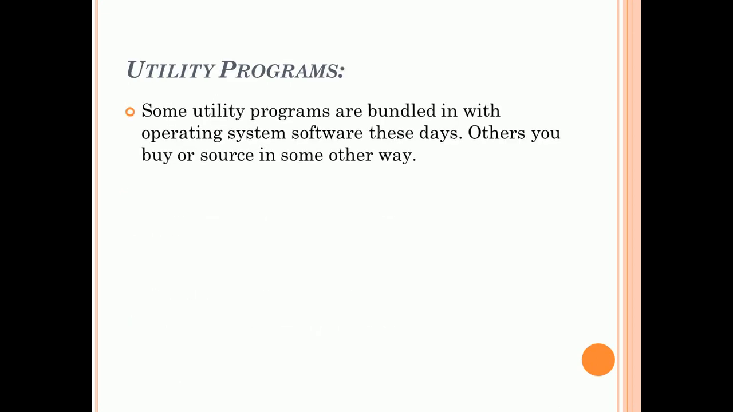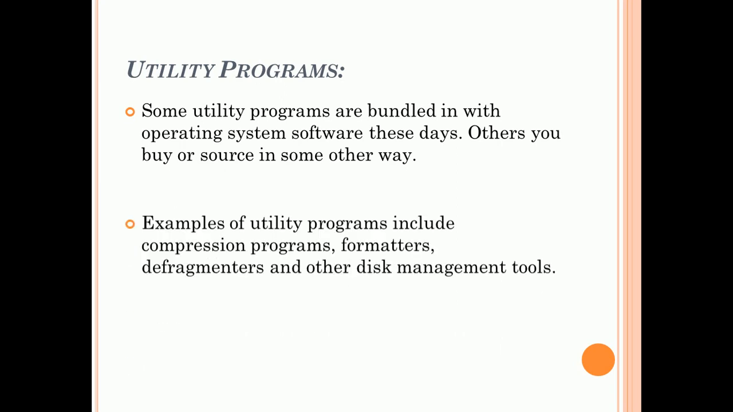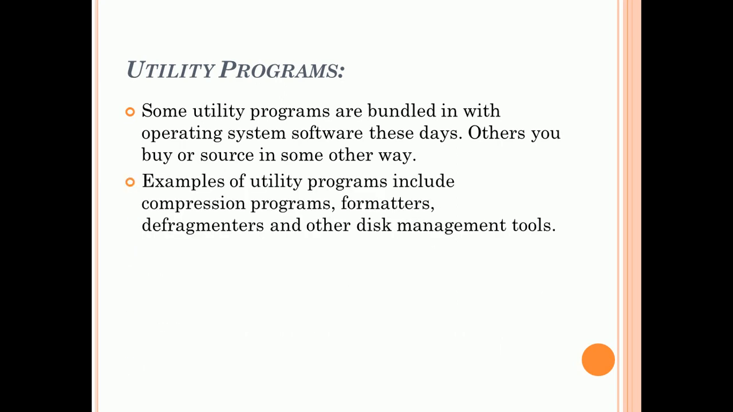Next, second is the utility programs. Utility programs are bundled in the operating system nowadays. Examples include disk management tools, compression programs, formatters, defragmenters. All these are utility programs which come along with the operating system.